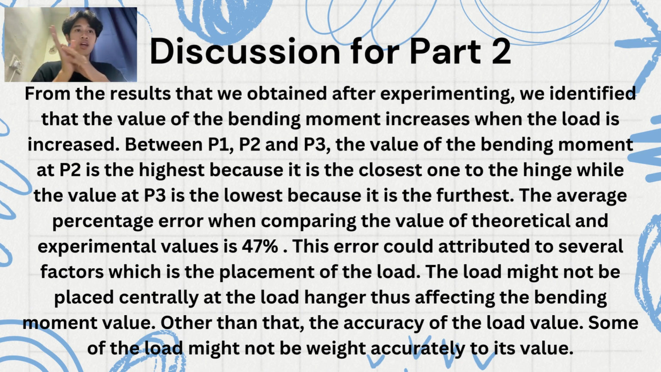For this one, the error could be attributed to several factors also. One is the placement of the load. The load might not be placed centrally at the load hanger. It might not be placed where the load hanger bar is, so that might cause some error. And then the other one is the accuracy of the load value. Some of the loads might not be weighed accurately to the value that is stated on the weight.